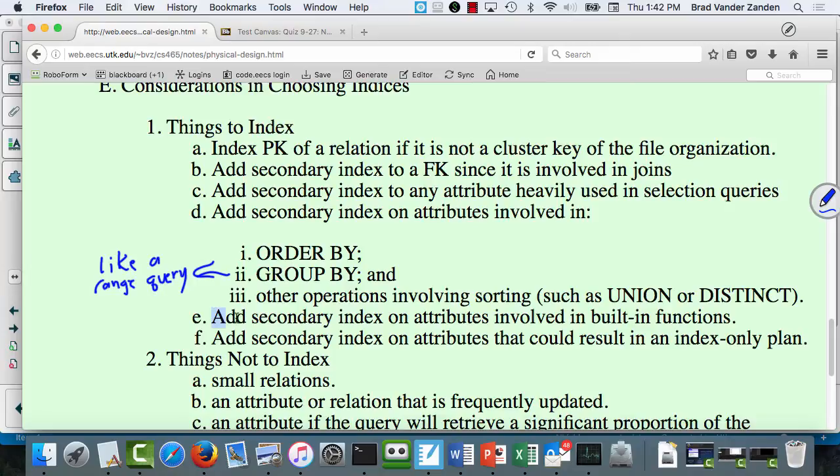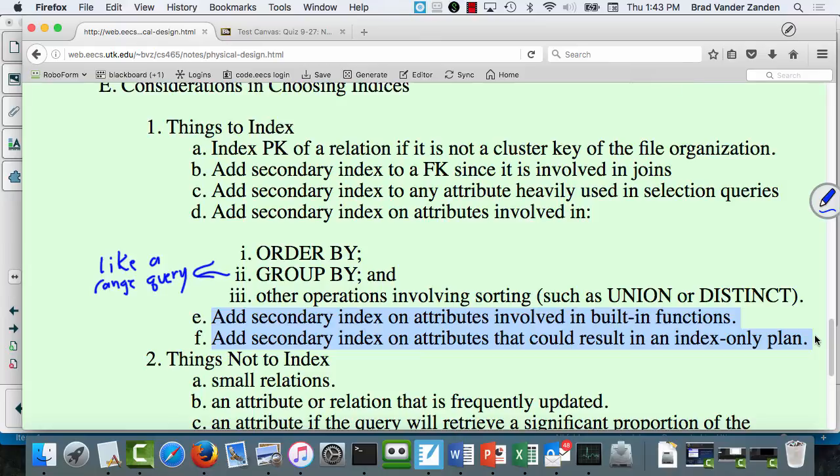Okay, and then these two are kind of the same. You generally like to put secondary indices on attributes that are involved in built-in functions, because you can solve those built-in functions by just querying the index. You don't have to go out to the tuples themselves. So that's kind of a good heuristic for what you want to index.